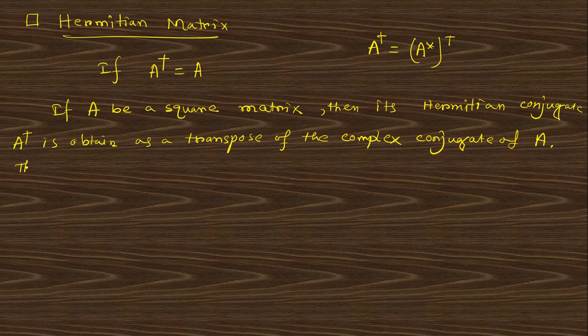Okay. Thus, if A dagger is equal to A, then A dagger is the Hermitian of matrix A. Clear? If A dagger equals A, then matrix A is called a Hermitian matrix. How can we find A dagger? Nothing, just take the complex conjugate of the elements and transpose.